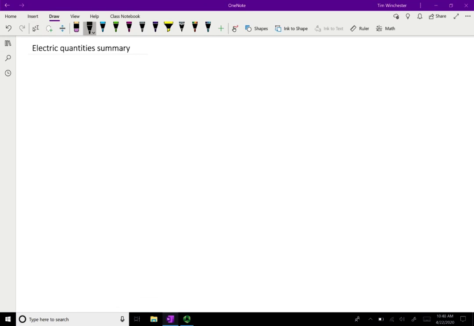I'd like to take a moment now to summarize the different electrical quantities that we've studied up to this point and the relationships between them. All right, so the first one that we started with was electric force. So recall that a force is just a push or a pull. These are familiar from 121, and they have units of newtons, for instance.